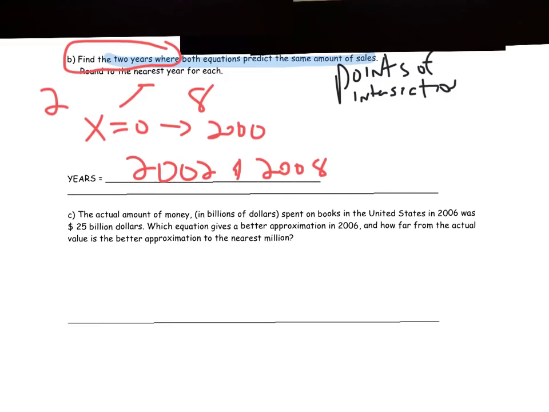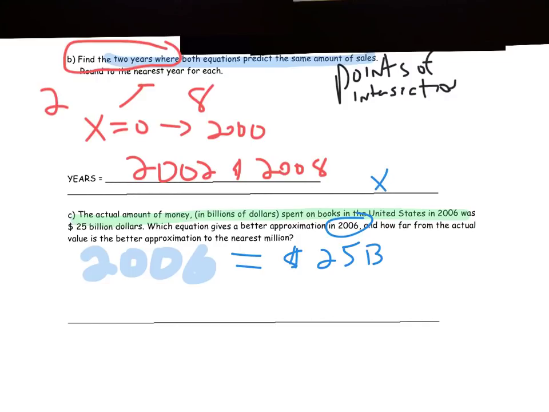Letter C, the actual money in billions of dollars spent on books. Remember, these equations represent approximations for the amount of money spent on books. That's what we do in math. We try to come up with approximations for actual values. Here it says the actual money spent in 2006 was $25 billion. Which equation gives the better approximation in the year 2006? In order to do that, we're going to go to our table, let x be equal to 6, and see the two equations' approximations.